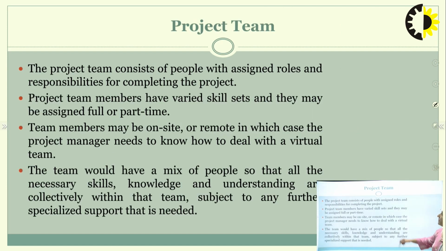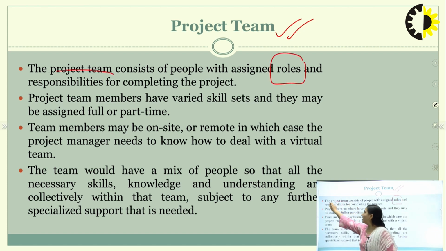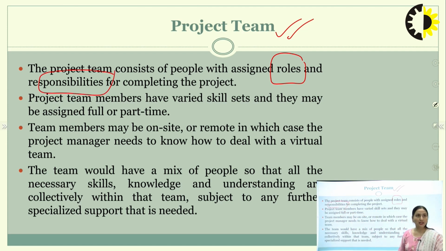Now comes a very important term, a team, right? Project team. What is a team? It's very simple to understand that it is something which consists of people. Those people will be assigned different roles and responsibilities for the completion of the project. Project team members have varied skill sets and they are assigned either full time, depending on the requirement, or part time if the requirement is not for full time. They may be on site or remote, in which case the project managers need to know how to deal with the virtual team as well, right?